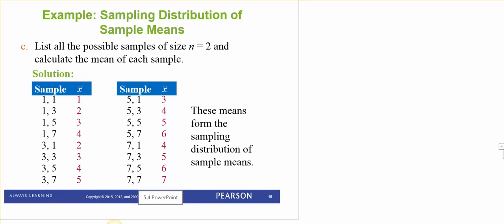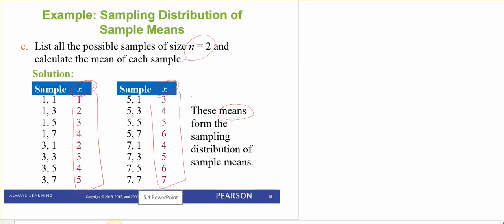And then it says, what are all the possible sample sizes? So we have these 4 slips of paper, and these are all the different ways we could sample with a size 2. So these are the means. Then they've calculated the means right here for each one of the samples. So if I were to average all of these together, it should equal 4.